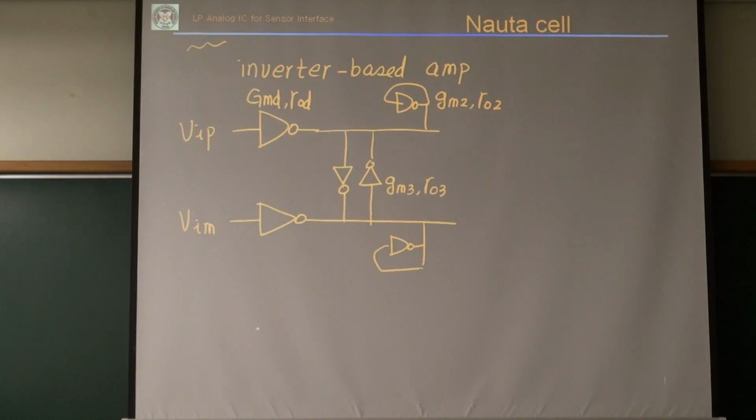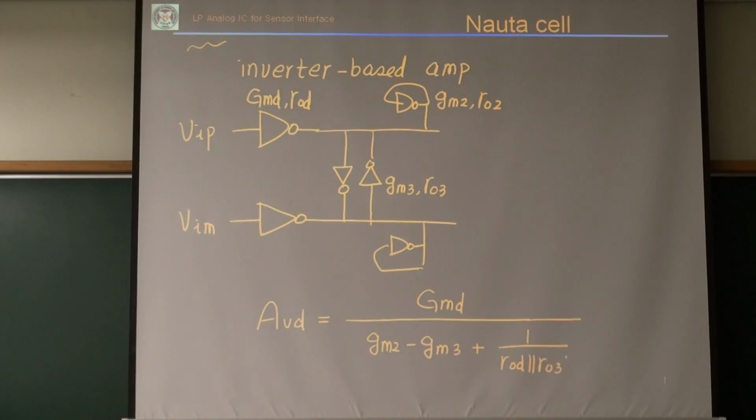For the differential mode gain, say we have GMD, this is GM2 minus GM3 plus all those resistances in parallel, right? RO drive, RO3, RO2, or something like that. This is for the differential mode. For the common mode, if you review that, you can see this is just a sum of those three, GMD, and those RO things.